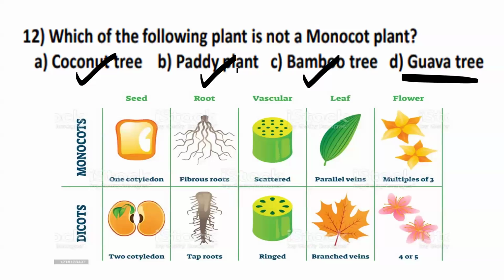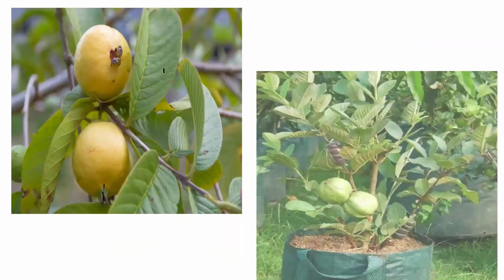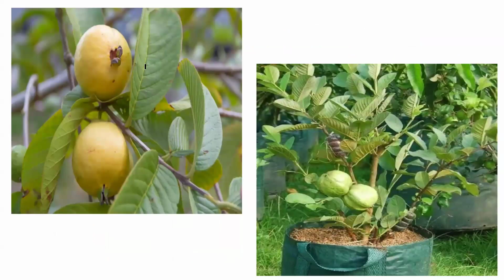Easy. Here you can see the veins, reticular venation. And in the middle also those veins are going, branching. Normally monocots are unbranched.